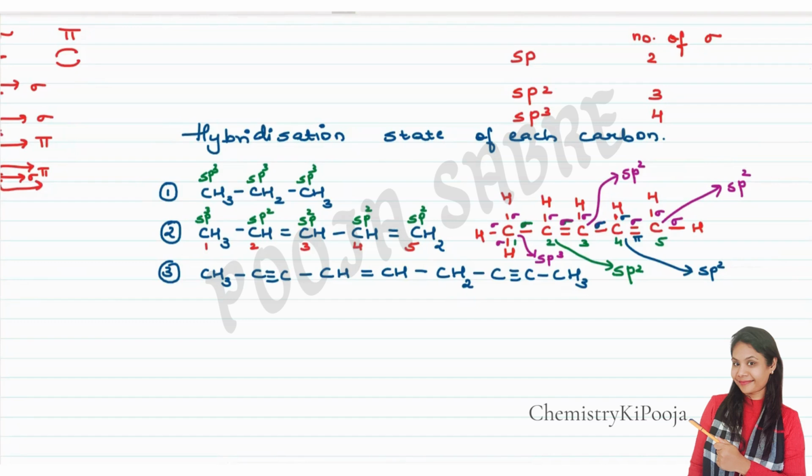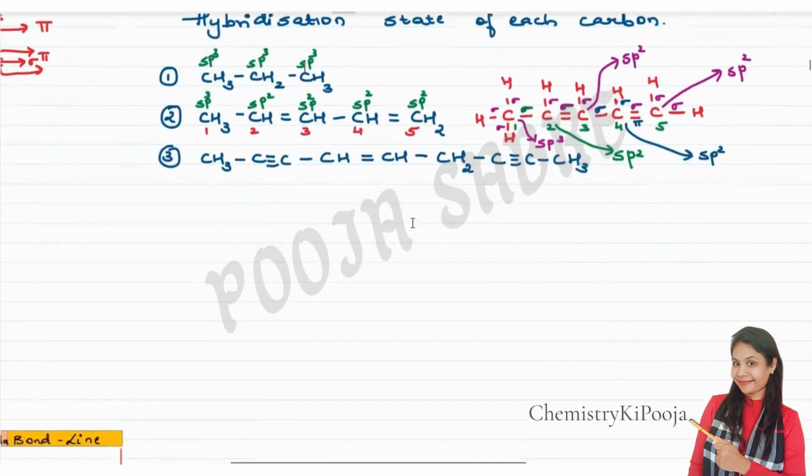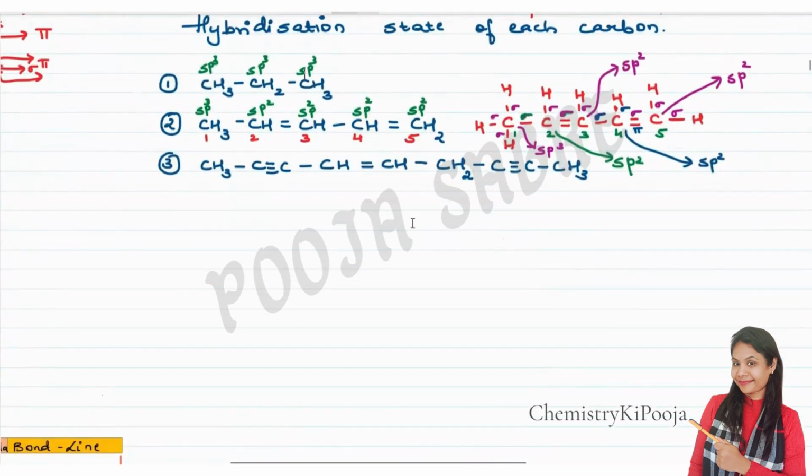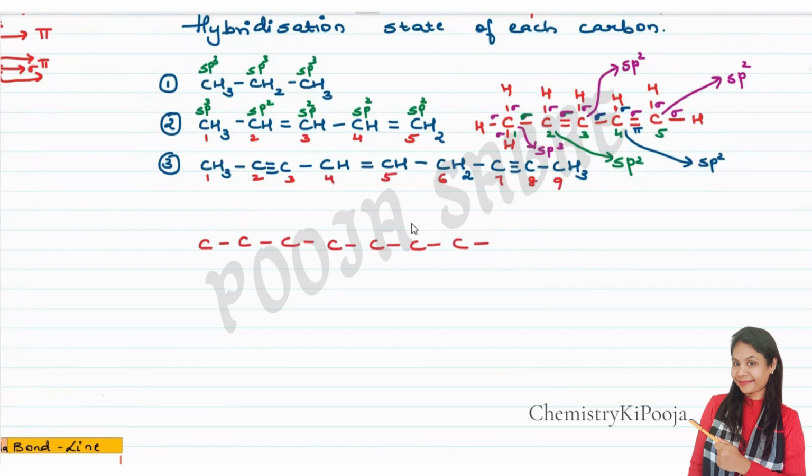So quickly, I'm going to expand the structure. Okay. And then we are going to solve. Now the structure is carbon 1, 2, 3, 4, 5, 6, 7, 8, and 9. I'll quickly number it: 1, 2, 3, 4, 5, 6, 7, 8, and 9.